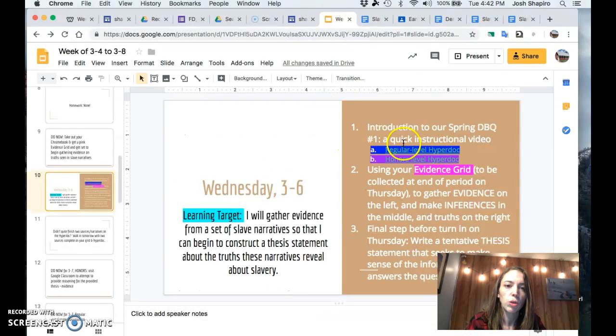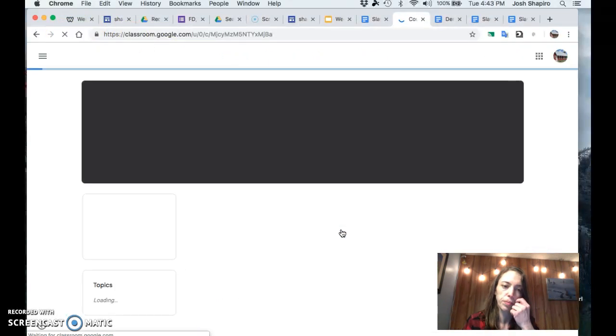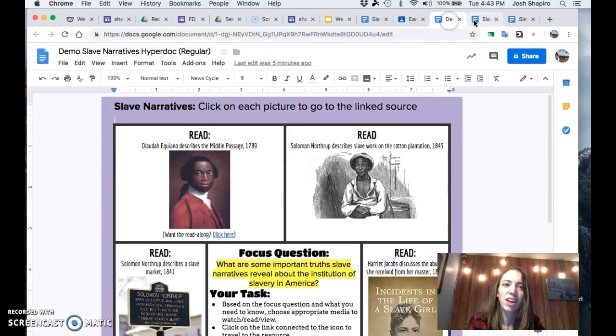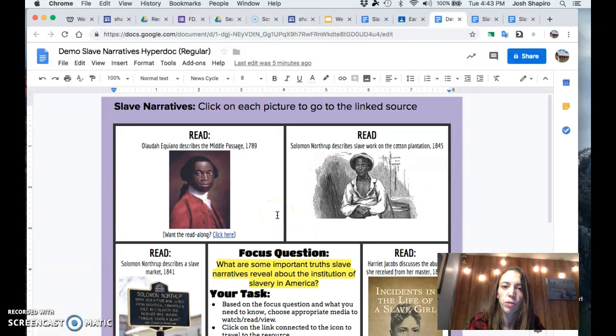All right, so for our hyperdocs, let me go ahead and show you what they look like. In Classroom, as you know, if I'm in period 6, I already posted it for them in there. For all you guys, you should be able to locate this. So there it is, Slave Narratives Hyperdoc. And I made you your own copy, okay? So you get to use that. Here is the Slave Narratives Hyperdoc for regular. The instructions are a little bit different for regular than they are for honors, okay? And there are a few key features I want to point out in the regular one first.